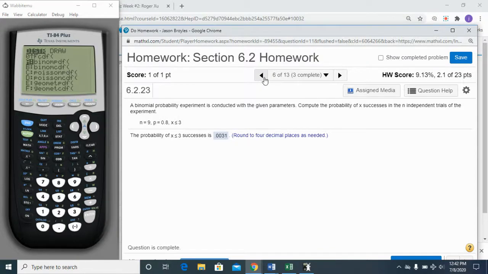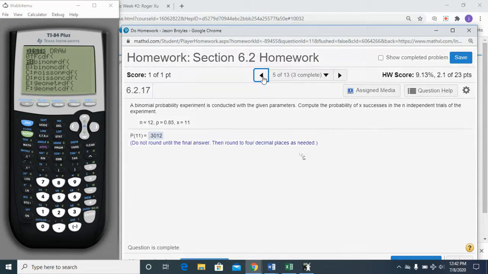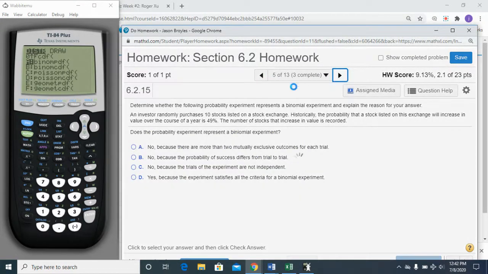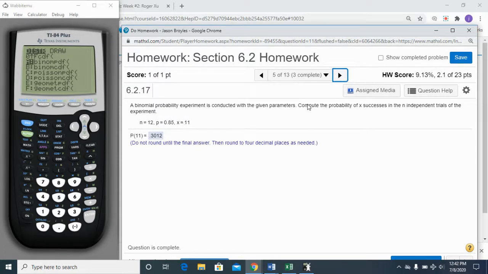So on a problem like number 5 on the homework, they're looking for the probability. They have n, the number of trials, p, the probability, and x, the specific number you're looking for. The probability of getting an 11 is the question. So to do this, you're going to do binomial PDF. Go down to binomial PDF and hit enter.